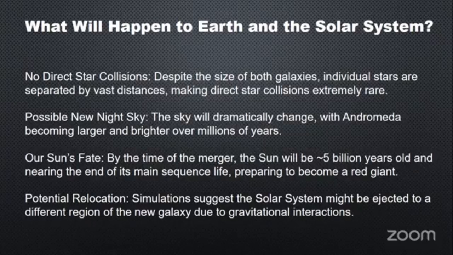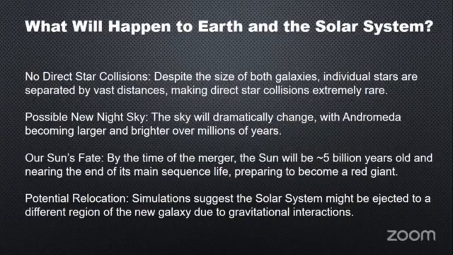As Andromeda is approaching us, the distance is getting smaller and smaller. The Andromeda galaxy is going to become larger and brighter over millions of years. By the time of the merger, remember when we talked about the sun, we said that in the next 4.5 to 5.5 billion years, the sun is going to move away from the main sequence stage. At that same time, the Milky Way and Andromeda are going to collide. So two things are going to happen.